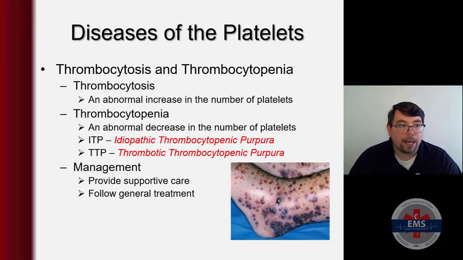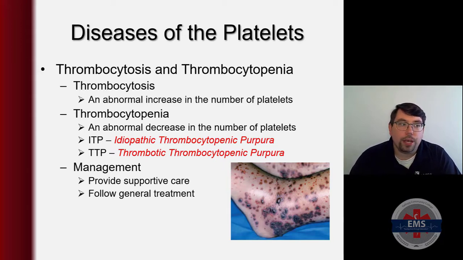With thrombocytopenia, this is an abnormal decrease in the number of platelets. It's due to a decreased platelet production, either because of platelet sequestration in the spleen, destruction of platelets, or any combination thereof. Many drugs can induce thrombocytopenia as well.